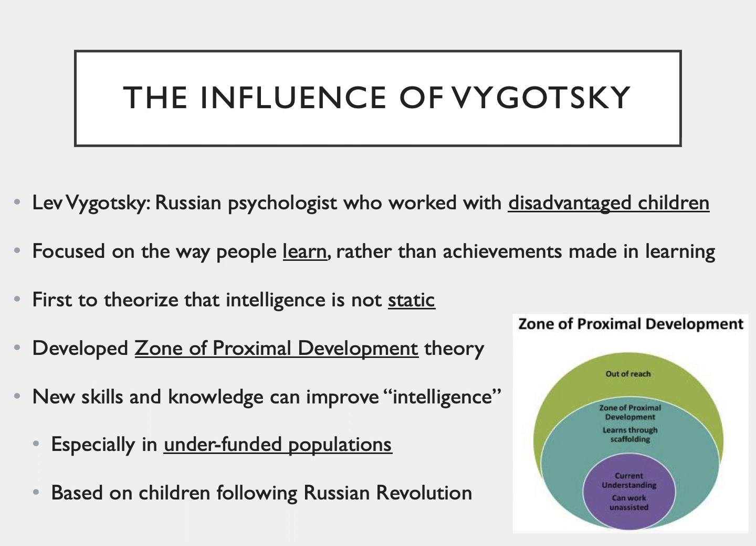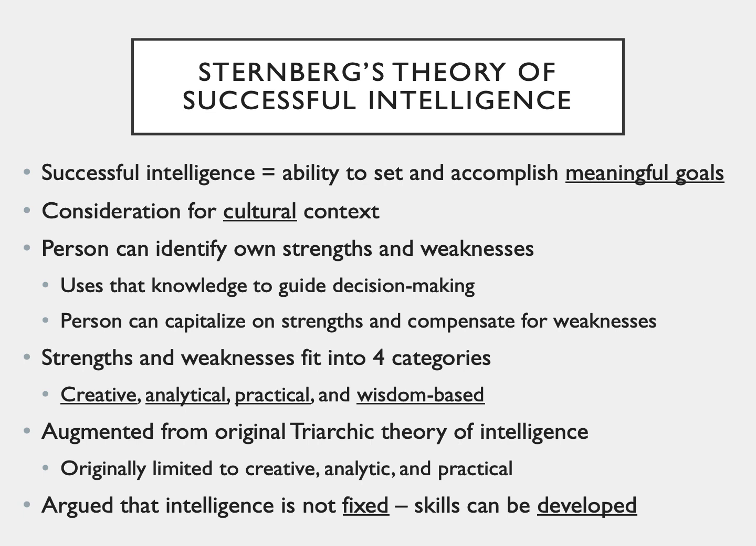And this is particularly true in underfunded populations that do not have the same access to quality education as well as enrichment opportunities. Again, this information is based on children following the Russian Revolution, where children did not have very many opportunities to develop their intelligence. This is true around the early 1900s when Vygotsky was studying, and this is just as true today. Vygotsky influenced many contemporary theorists when it comes to intelligence.